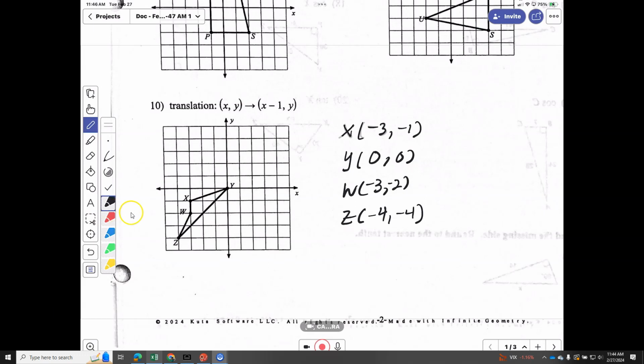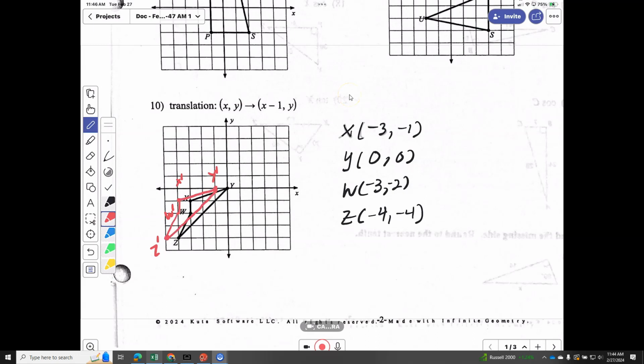So all we're going to do in this translation is move 1 unit to the left, and we're just going to stay at y. So this is going to be y prime, this is going to be x prime, this is w prime, and that's z prime. So I'm going to go ahead and connect it.